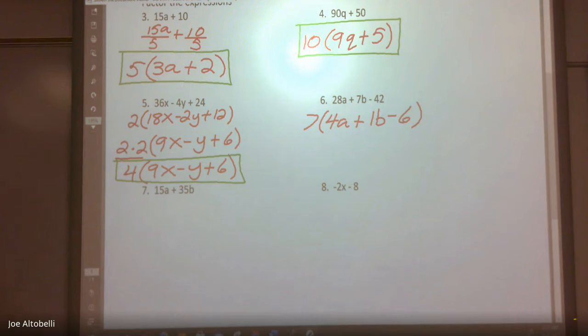Is it okay if we did fixed b because the b looks like a 6? Absolutely. Yep.